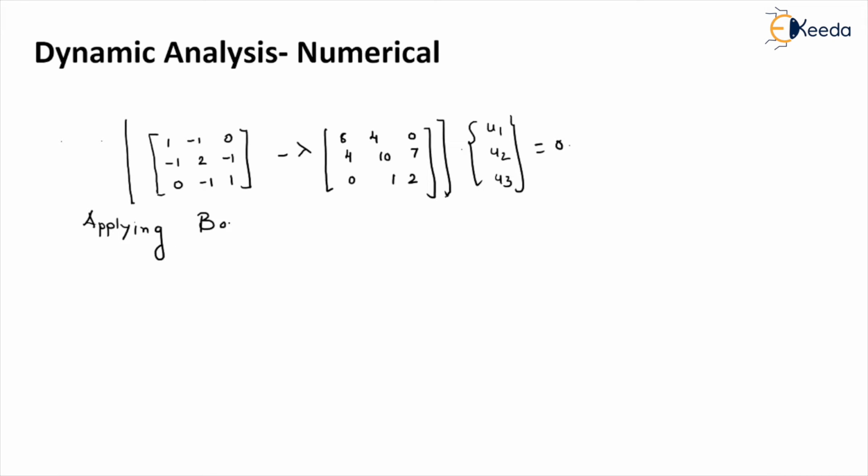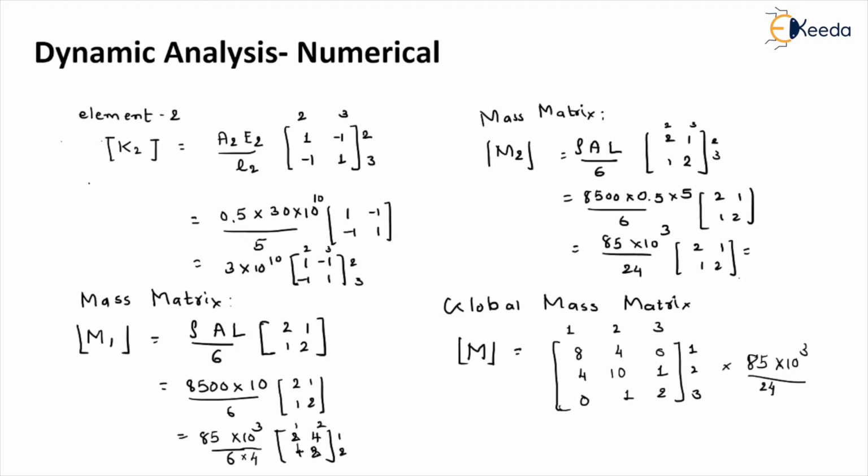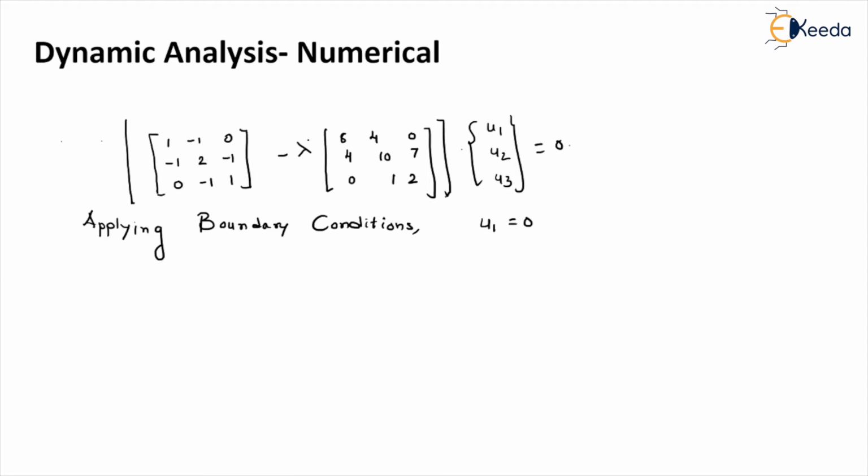So applying all the boundary conditions, we know that u1 equal to 0. As you can see in this figure, this is my fixed end. So at node number 1, the deflection will always be 0. So I am putting this boundary condition in this equation. First, let us multiply this eigenvalue into this matrix.